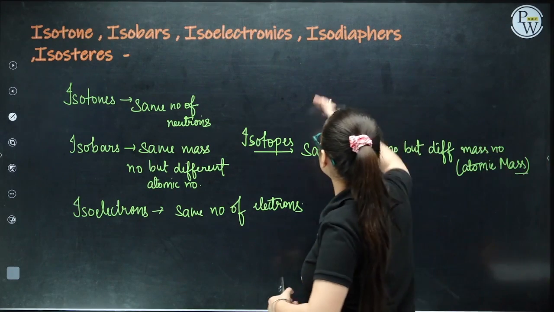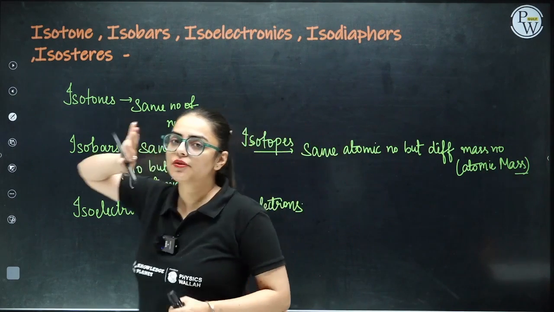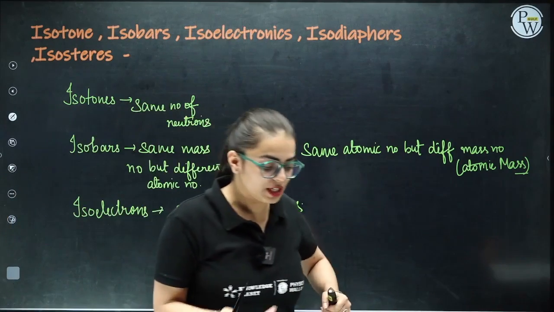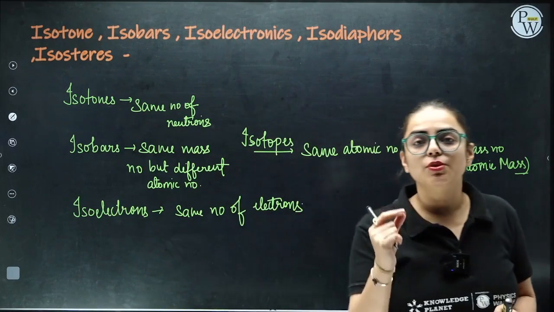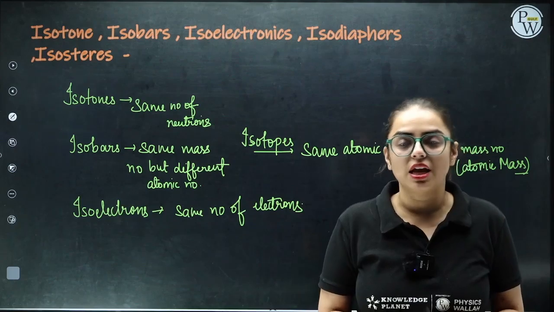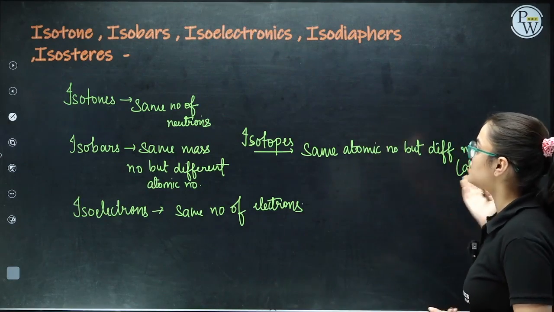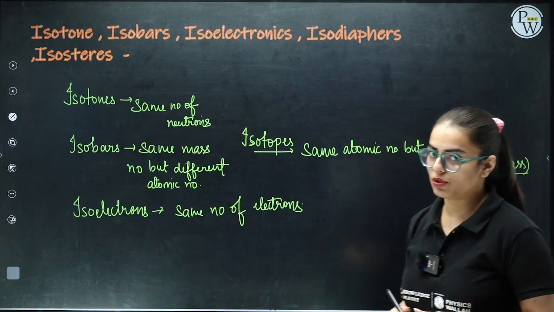And one more thing, here we have isodiaphers. See, isodiaphers is not in your syllabus, but let me tell you, it is basically the same difference in the number of neutrons and protons. That is isodiaphers. But for your knowledge's sake, if you want to write, you can write it as well over here, right?